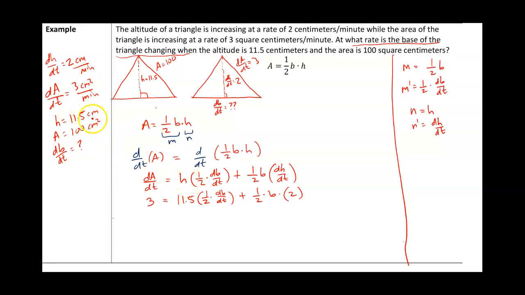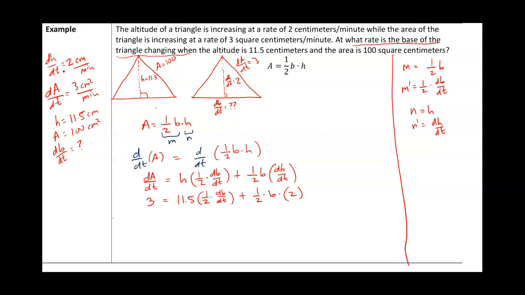My h is equal to 11.5. My dB/dt, that's what I'm looking for, so I'm going to leave that as a variable. Then I have 1/2, that's a constant. My base is missing. I don't know what my base is, right? They give me height, they give me area, but I have no idea what my base is. And my dH/dt is equal to 2 from right there.